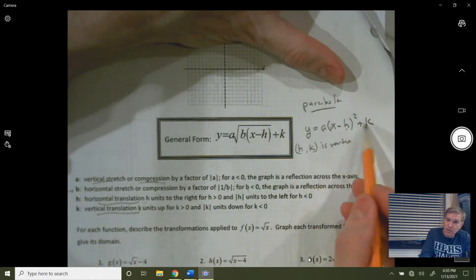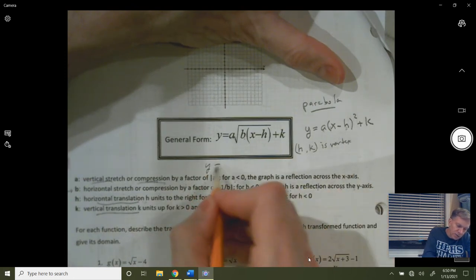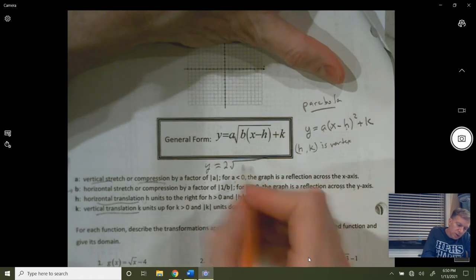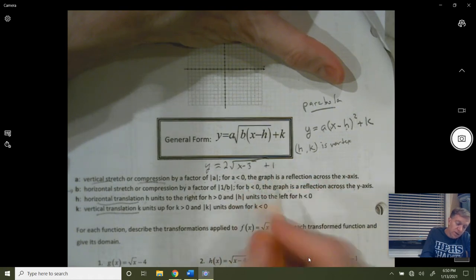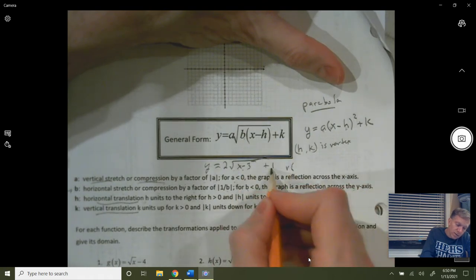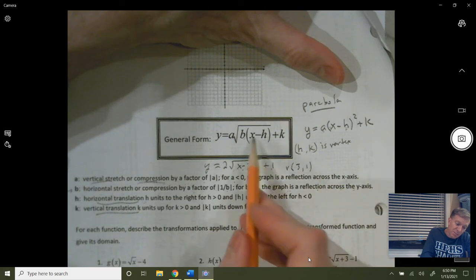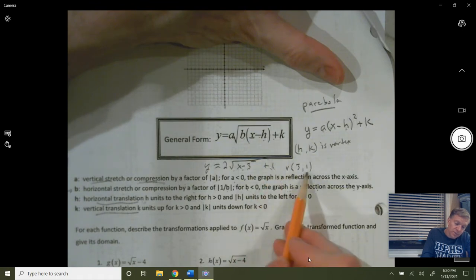Now the horizontal translation and the vertical translation, you're just moving this thing. The h, k tells you your new vertex. So it shifts the entire graph, but you start with the vertex. For instance, let's say we have y equals 2 times square root of x minus 3, and then outside of your square root, you have plus 1. Your vertex is going to be 3 comma 1. It's x minus h, x minus 3, so h is a positive 3, then plus k, plus 1, so your k value is 1.